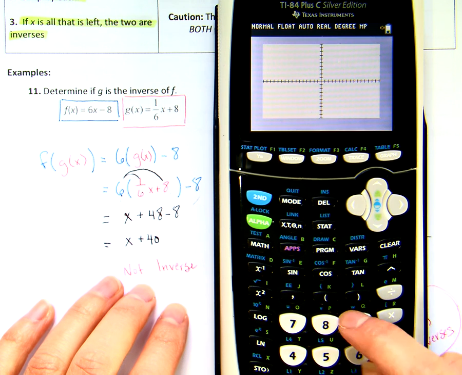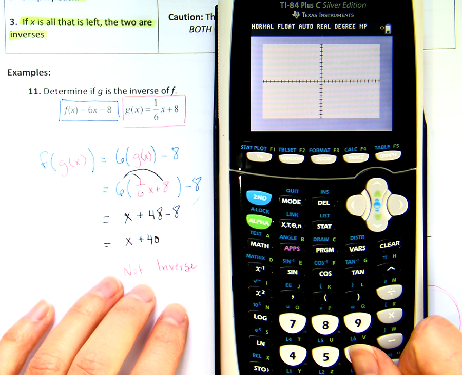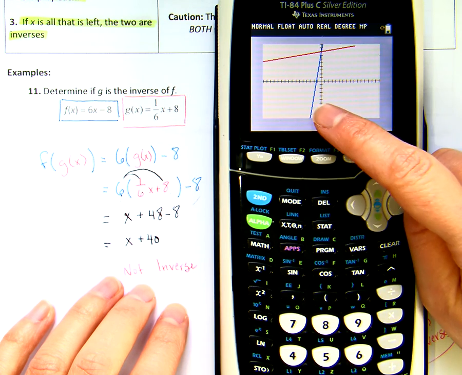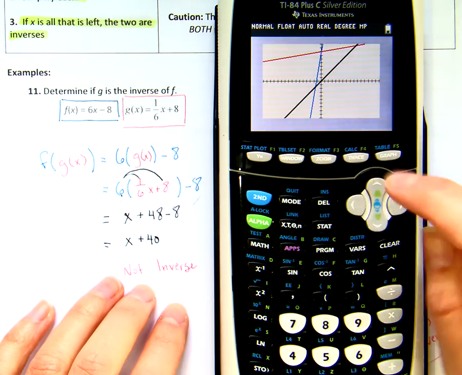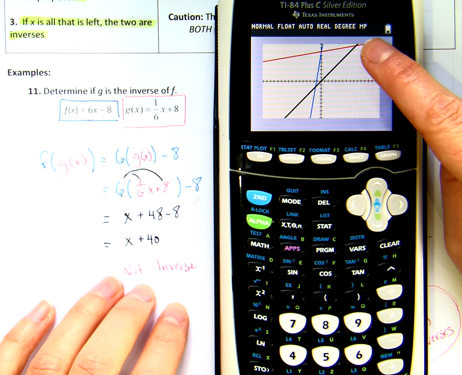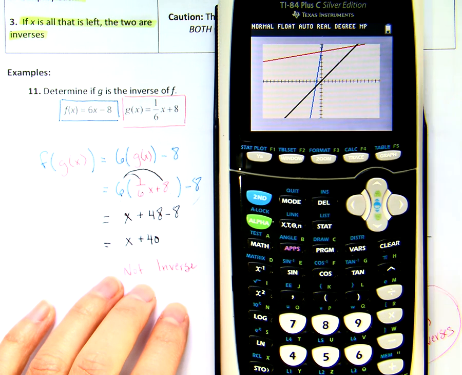it should be pretty easy to see that these are not inverse functions. We'll have a good example of why these are not inverses because they won't be reflected across our line. So here's the original f of x, here's g of x, and here's the line over which they should be reflected. So here's a quick example showing you two functions that are not inverses on the graph.